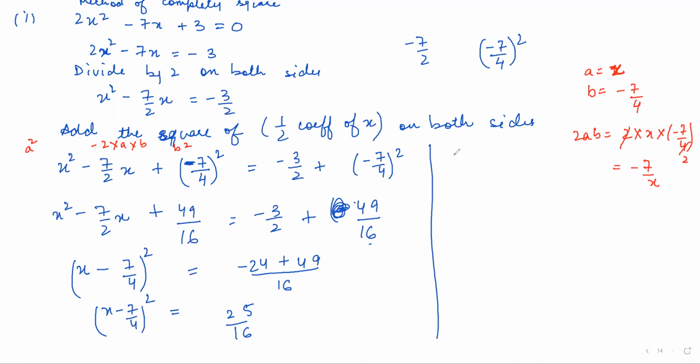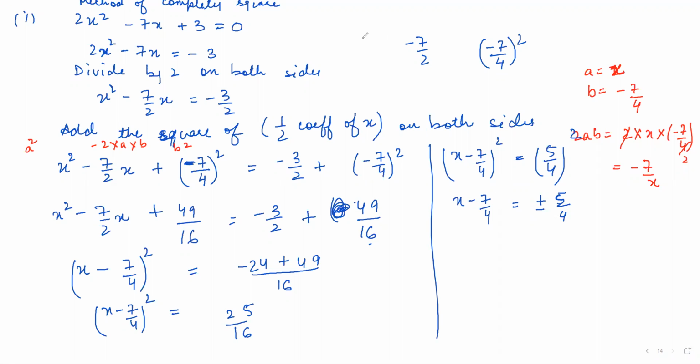So this can be written like this: x minus 7 by 4 whole square is equal to 5 divided by 4 whole square. Yes, Hamna. Yes, ma'am. Okay. Now if you take square root on both the sides, what will you get? x minus 7 by 4 will be equal to plus minus 5 by 4. Is this clear?